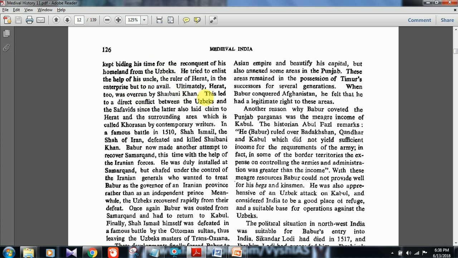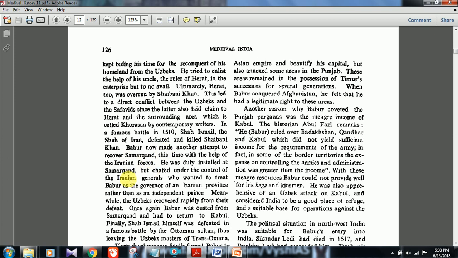Okay. So if you see here again, Herat is coming and some other personality is going and coming, and historians call it something like the Khorasan region, okay, that region. And a famous battle in 1510, Shah Ismail, the Shah of Iran, defeated and killed Shiabani Khan, whose name we saw there. Then Babur made another attempt to recover Samarkand, this time with the help of Iranian forces.